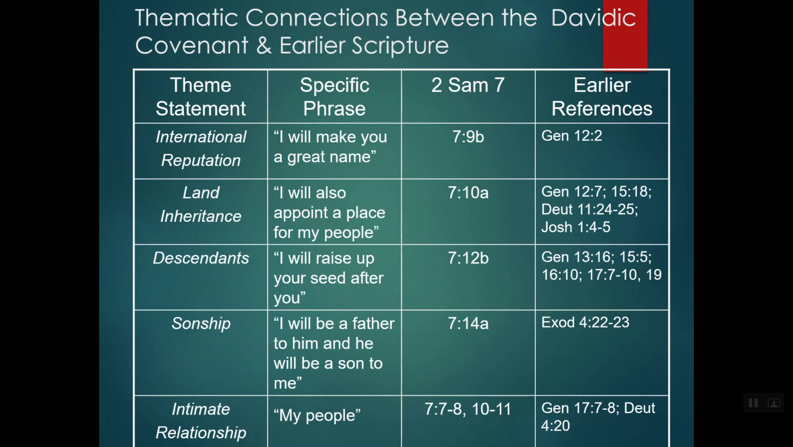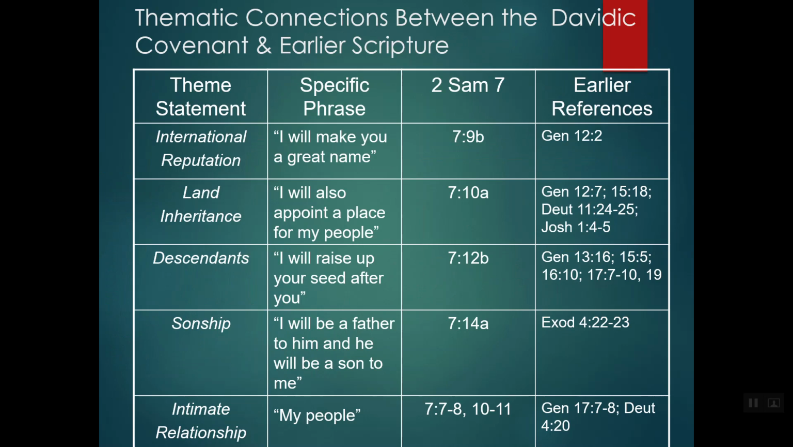The land inheritance was spelled out several times in the Abrahamic covenant. Also in Deuteronomy 11 and Joshua 1, there was a reminder that the land was part of the promise of God, and it was the stage upon which these covenant blessings were going to come.